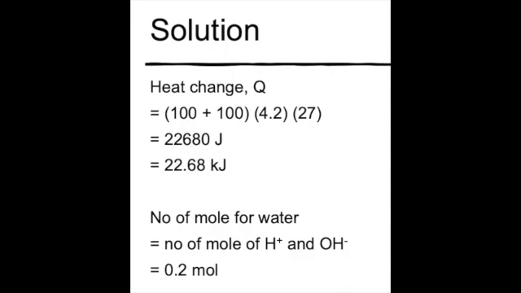Coming up next is the calculation for the number of moles for water. According to our balanced chemical equation, the number of moles for hydrogen ion and hydroxide ion are both 0.2. Therefore, the maximum number of moles of water produced in this experiment will be 0.2 mole as well.